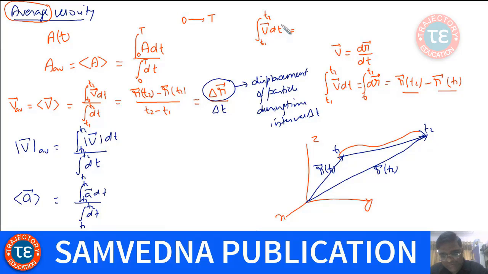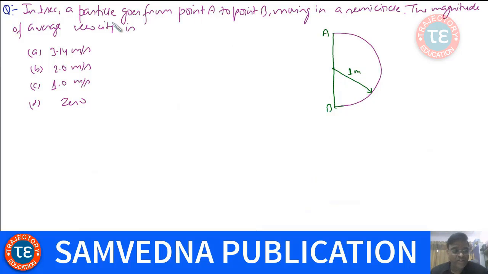I'll take one question and tell you how we can apply this in solving numericals. Look at this question, which appeared in IIT JEE 99. The question says, in 1 second a particle goes from point A to point B moving in a semicircle. The magnitude of average velocity is, these things. So if you want to find v average, that will be the displacement of the particle while it moves from A to B upon delta t. Delta t is 1 second.